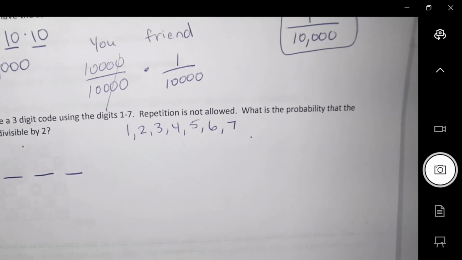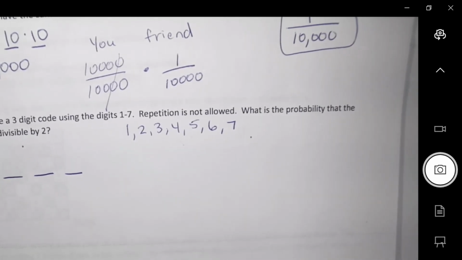What's the probability that the code would be divisible by 2? So how do I know if a number is divisible by 2? This is a math idea that you should just know. How do you know if something is divisible by 2? When you look at a number and you're like, yeah, I know that's divisible by 2.